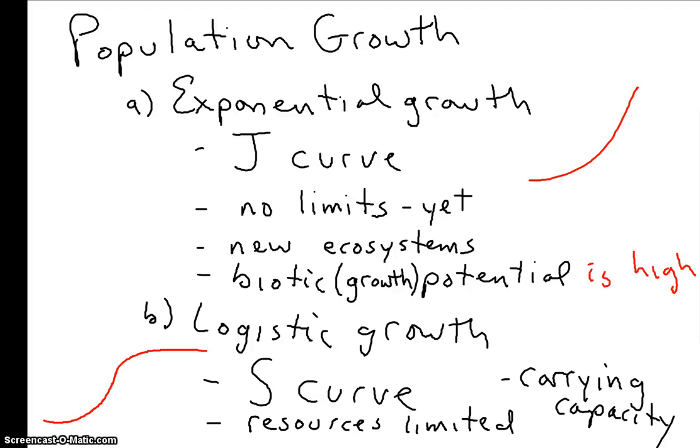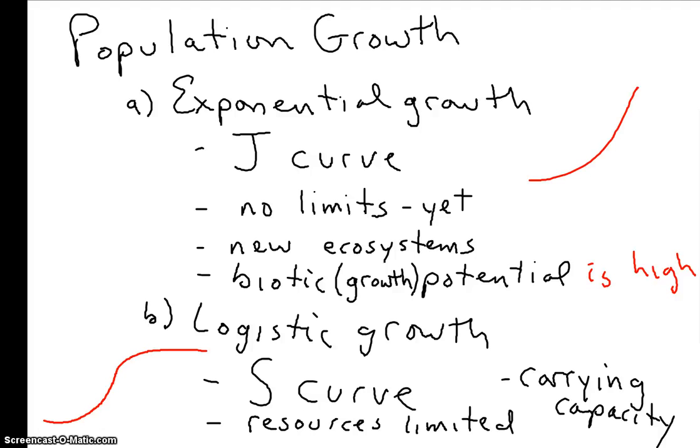A lot of times new ecosystems that are opened up after a disturbance will show exponential growth. These happen in species where there is high biotic growth potential and they can take off. So as I said before, mosquitoes, fish, insects that have lots of offspring have a high potential and they can increase very quickly, and their growth curve may look like a J.